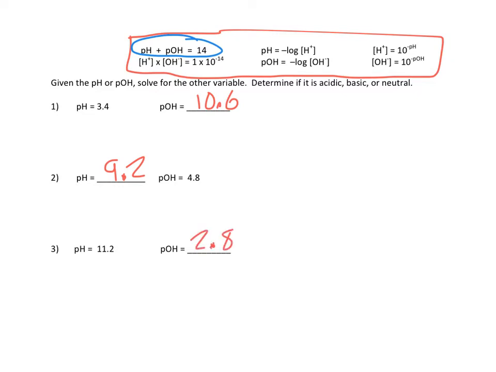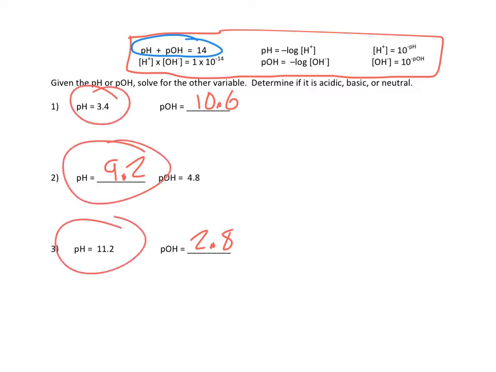Now as far as figuring out if they're acidic, basic, or neutral, I tend to like to just look at the pH. The idea is that a pH below 7 is acidic, above 7 is basic. So I don't even look at the pOH, I always just focus on the pH to help me figure it out. So the pH is 3.4, that's acidic. 9.2, basic. 11.2, basic. If it's 7, it's neutral, but it's very rare to be exactly 7. So one way to figure out if something's acidic, just find the pH and then look at that number.